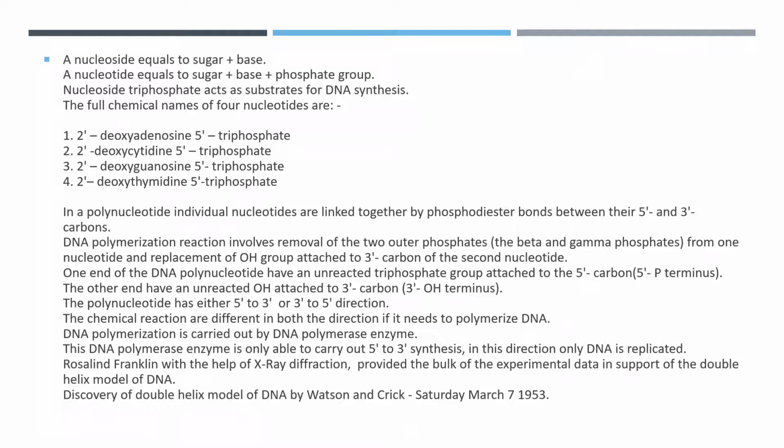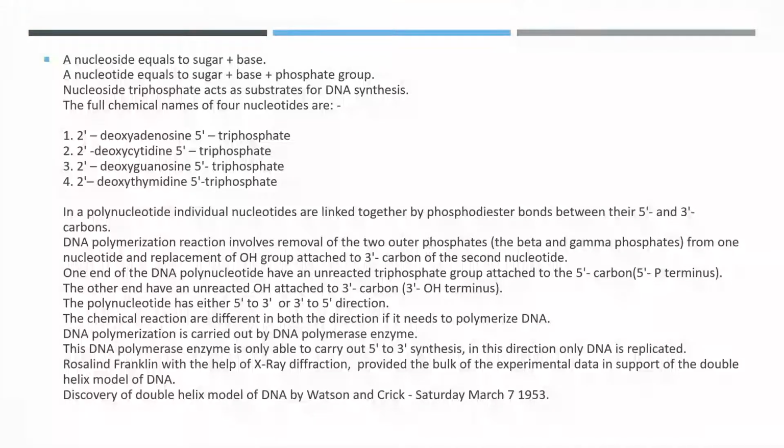A nucleoside equals sugar plus base. A nucleotide equals sugar plus base plus phosphate group. Nucleoside triphosphates act as substrates for DNA synthesis. The full chemical names of the 4 nucleotides are: first, 2'-deoxyadenosine 5'-triphosphate; second, 2'-deoxycytidine 5'-triphosphate; third, 2'-deoxyguanosine 5'-triphosphate; and fourth, 2'-deoxythymidine 5'-triphosphate.